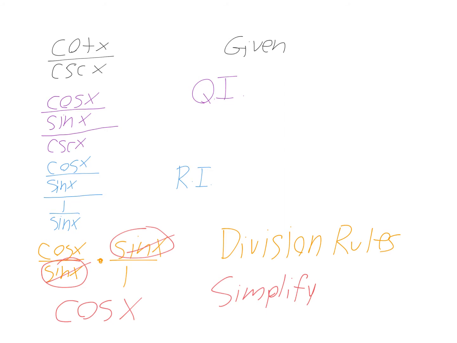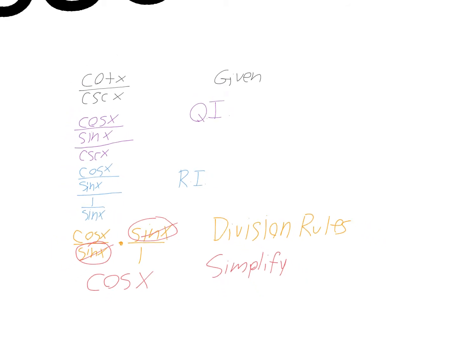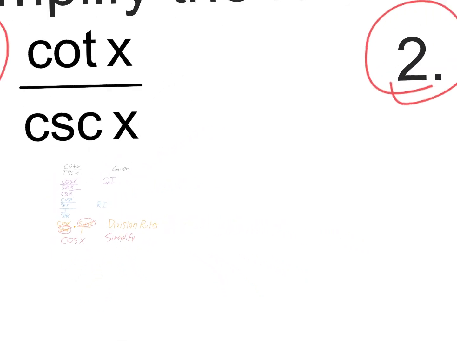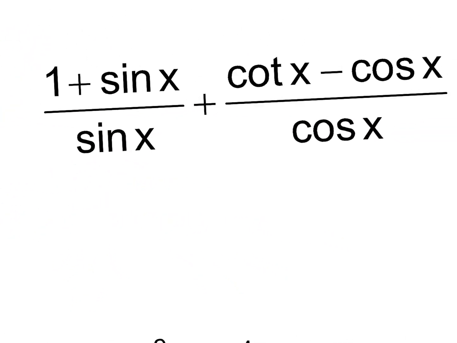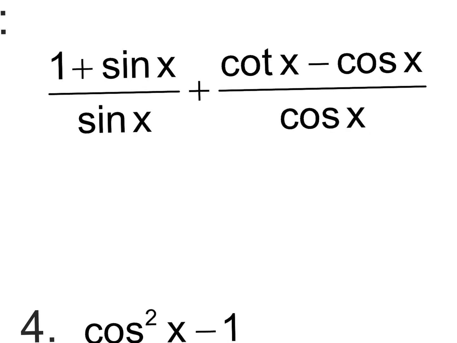So I took my funky looking cotangent of x divided by cosecant of x and re-expressed it, simplified it using my identities into merely cosine of x. Let's look at number 2. Bit of a longer one here, but that's fine.